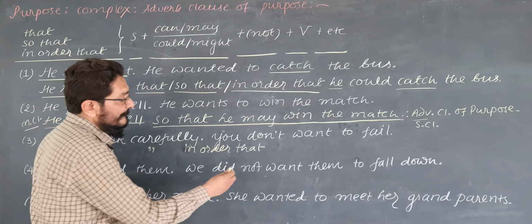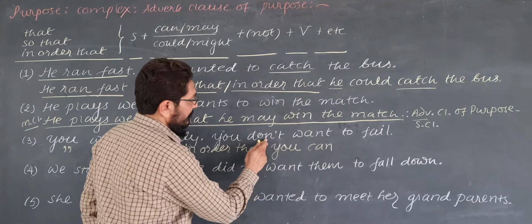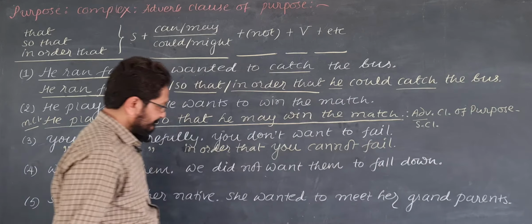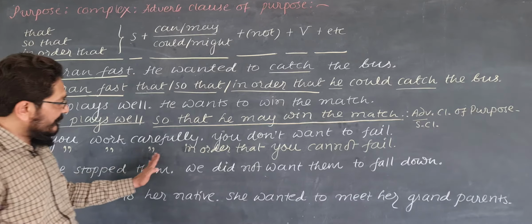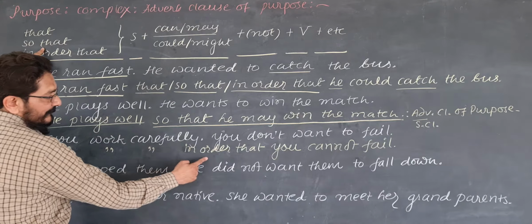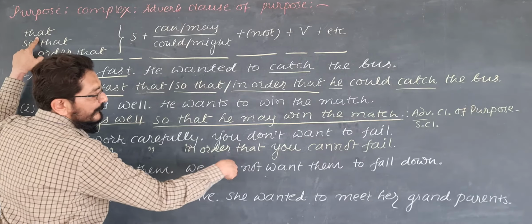Now you have to use can, may or could, might. Since this is non-past, you will use can or may. Suppose I use can. Since this sentence is negative, I will write cannot or may not. Then comes fail. Now read the sentence. You work carefully in order that you cannot fail. In order that. So that. You work carefully so that you cannot fail. That. You work carefully that you cannot fail.